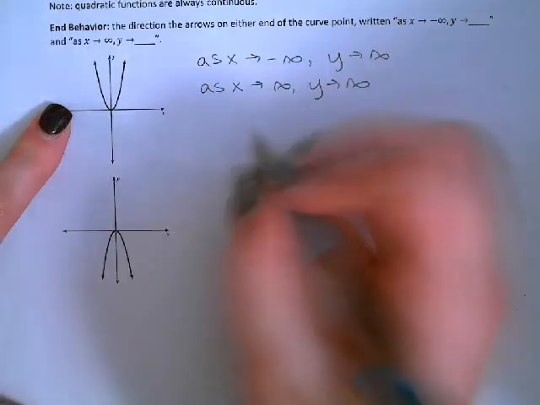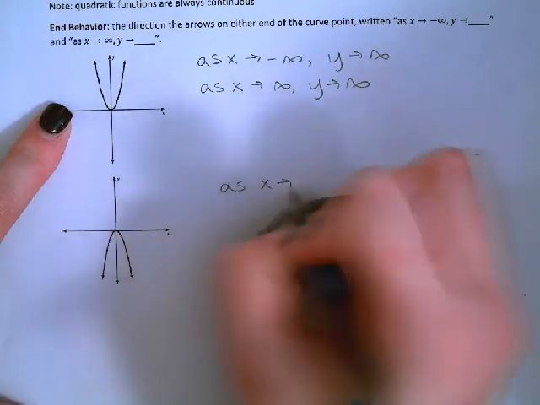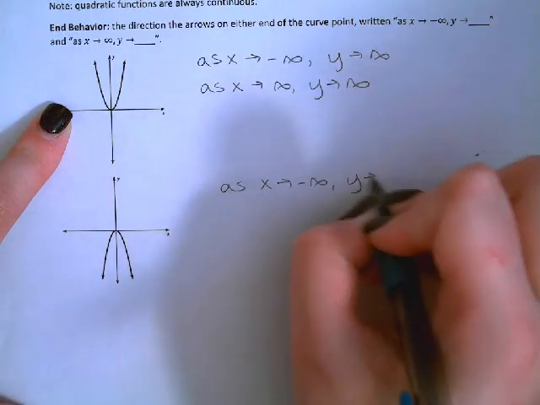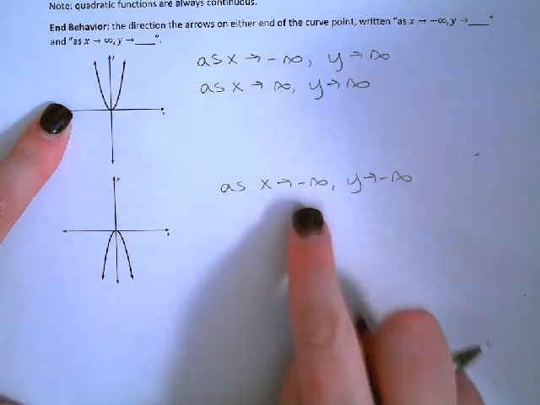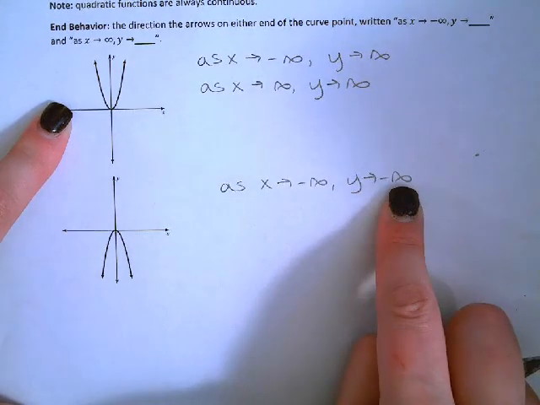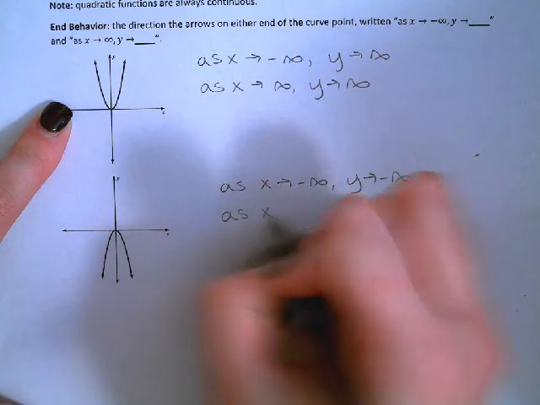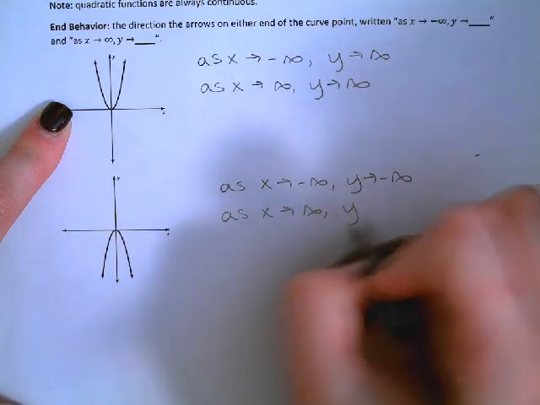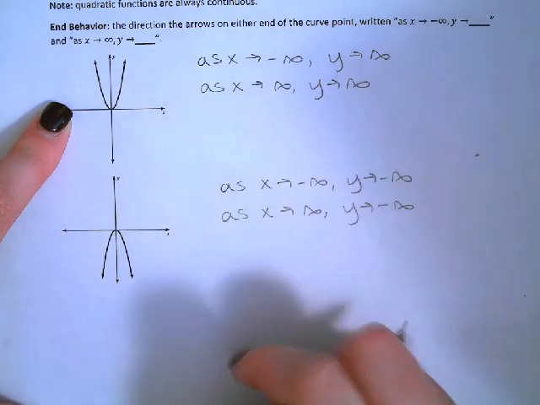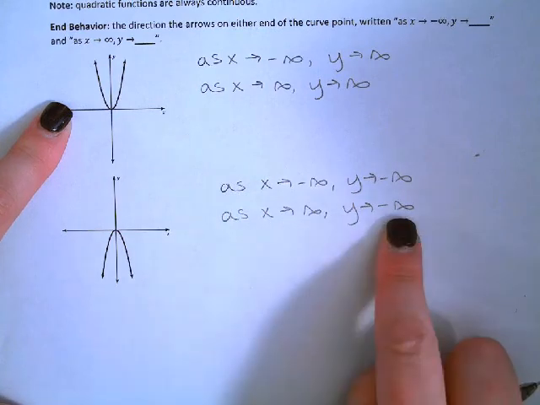For this one, as x goes to negative infinity, y goes to negative infinity. So the left arrow goes down. As x goes to positive infinity, y goes to negative infinity. So the right arrow goes down as well.